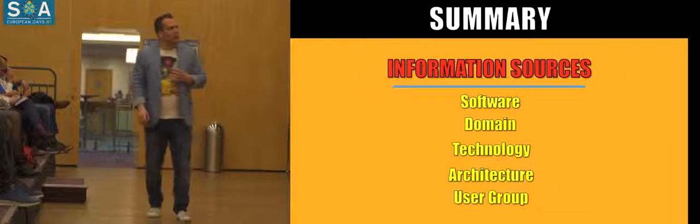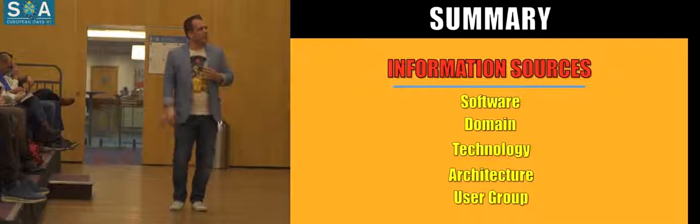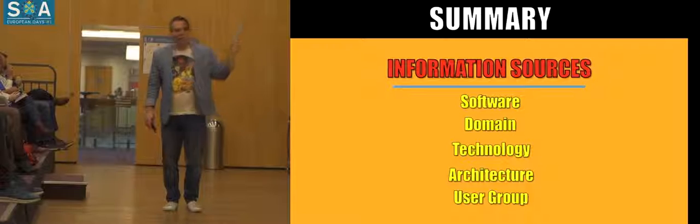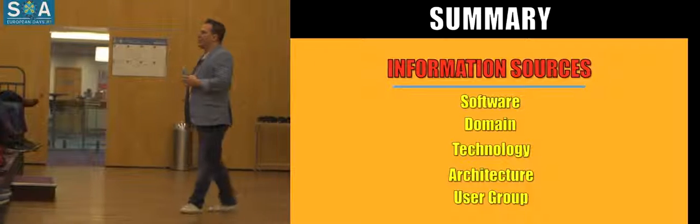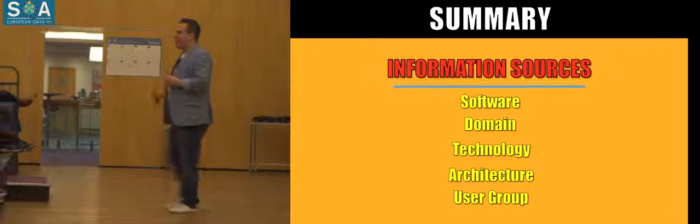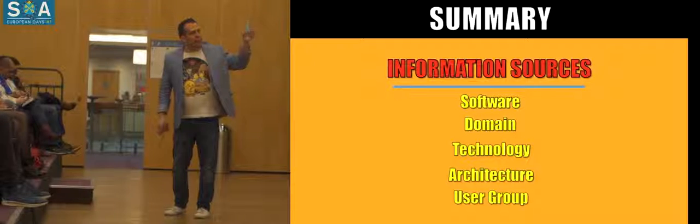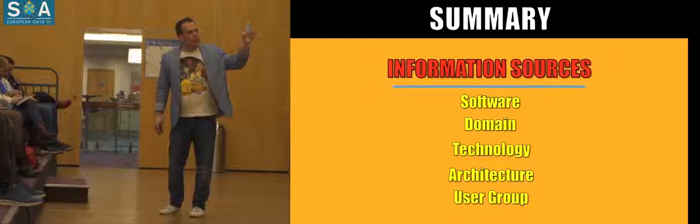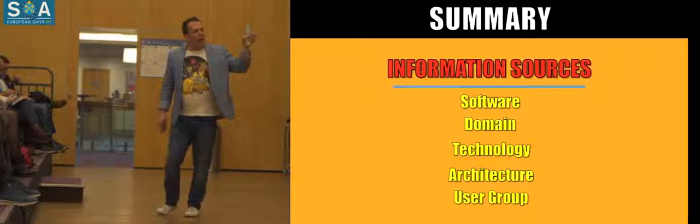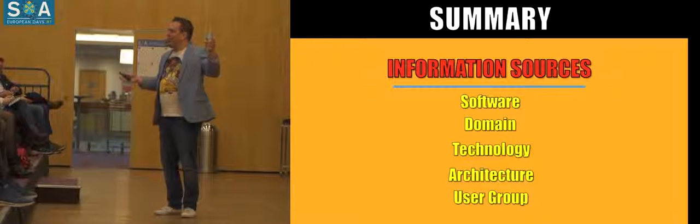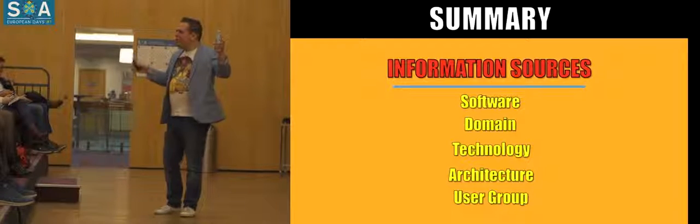Yeah, so that was all. Let me wrap up what we had today. So, different kinds of information sources. I keep telling you that people are more important than processes and tools. So keep on learning all kinds of stuff: your software, your domain, the technology stack, architecture, and obviously the way users use their software.